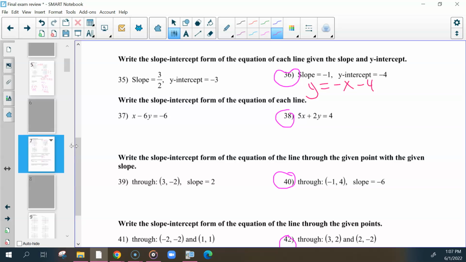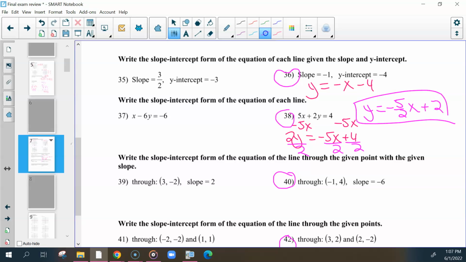Number 38 is kind of like what we were already doing. We need to get this back in slope-intercept form. So subtract 5x on both sides. We have 2y equals -5x plus 4. And divide everything by 2. We have y equals -5 over 2 x plus 2. And that would be our equation for that. Do you have any questions on that one?